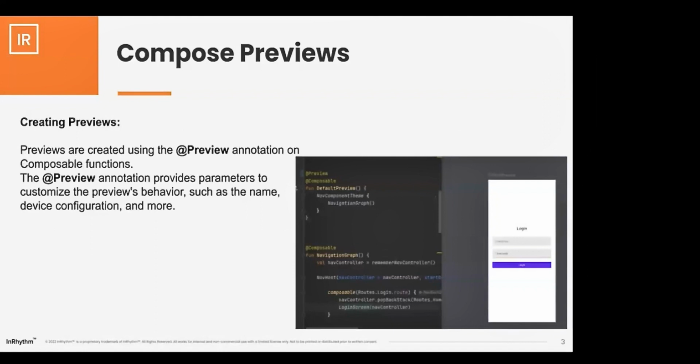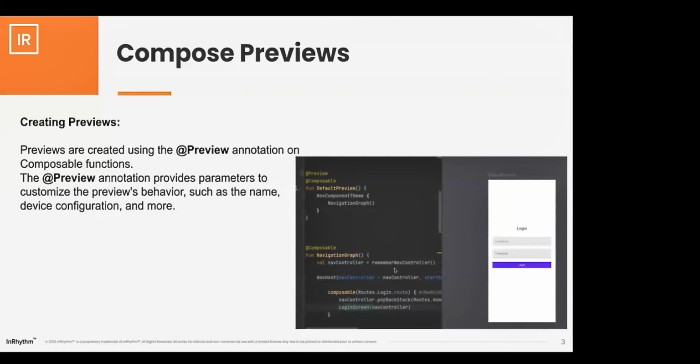Previews are actually created using an annotation, and that's the @Preview annotation that we put on a composable function. The preview annotation actually provides parameters as well, which can customize the behavior of the preview. Some of these parameters are name, device configuration, and there are other parameters as well.